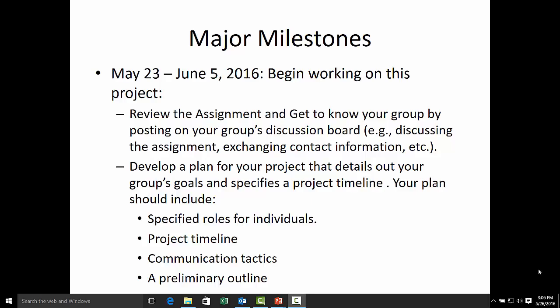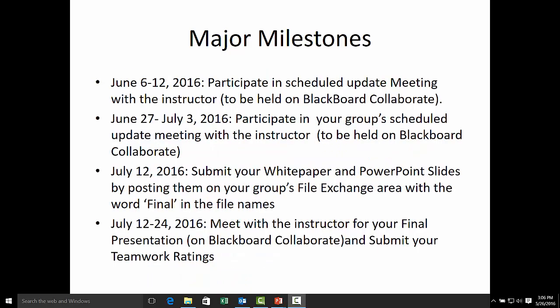So the project plan should be ready to present to me in a meeting in June 6th through 12th, and this should be part of your timeline also. So during that week, I expect to meet with your group on Blackboard Collaborate, which is video teleconferencing software in Blackboard. And so your group should decide on a day and time when you can meet with me and present your project plan and discuss it with me. And then you should email me to make sure that I'm available.